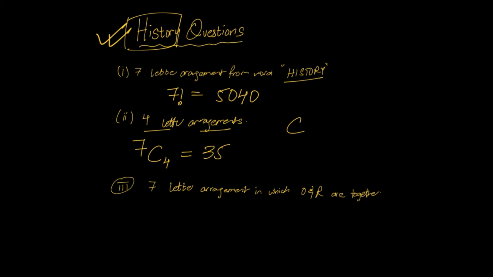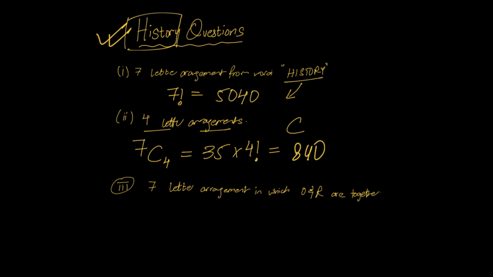So we can have 35 combinations of letters from these 7 letters, 4 letter combinations. Now we have to arrange them as well. As there are 4 letters, we will multiply it with 4 factorial and we'll get the answer 840.